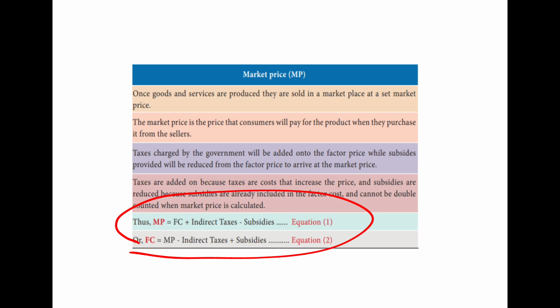Market price is equal to factor cost plus indirect tax minus subsidies. Or you can put it in another way: factor cost is equal to market price minus indirect tax plus subsidies. So, this is the basic difference between factor cost and market price. Factor cost, very simple to understand, is the cost incurred for the production of a particular commodity. We use all the 4 factors of production. This is factor cost. What is market price? Any product that is being produced has a price tag.